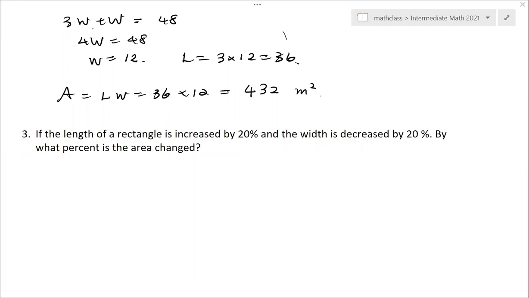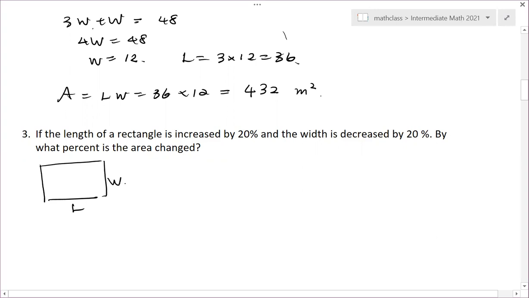Well, again, draw the picture, right? It's L and the W. I think the width is going to be decreased, the length is going to be increased. So I'm going to draw longer. This is L prime and W prime, right? So what's the relationship between L and L prime and W prime?